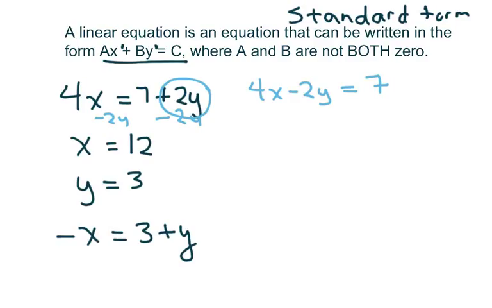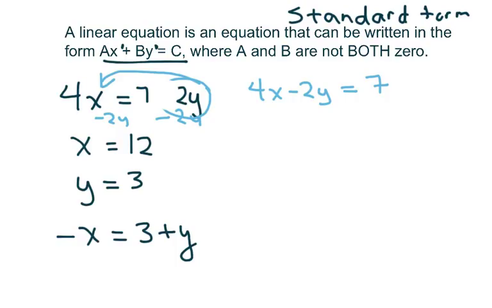Now, usually when I'm talking about this, I just say when you move something to the other side, change the sign. So if it's positive here, we're going to make it negative on the other side. If it was negative on this side, we're going to make it positive.